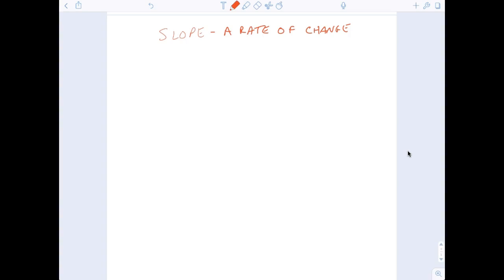Now, for whatever reason, I'm not sure why, but they gave slope the variable m. All right? And because it's a rate of change, it's going to be considered delta y over delta x. Now in science, what does delta mean? Change. Very good. It means change. All right? Now how do you find the change in something? You subtract. Thank you very much. You're going to subtract. So the formula is y2 minus y1 over x2 minus x1.